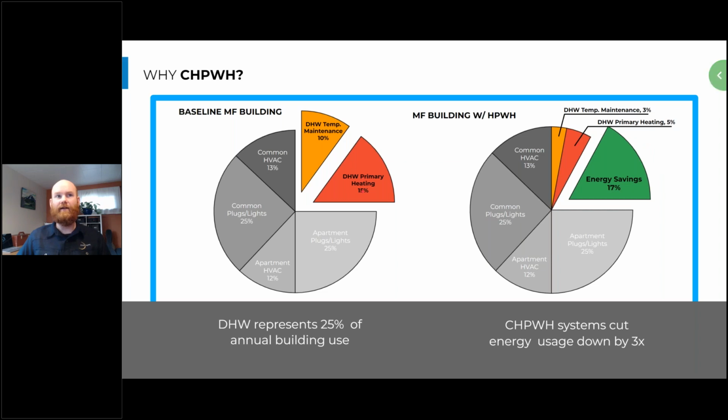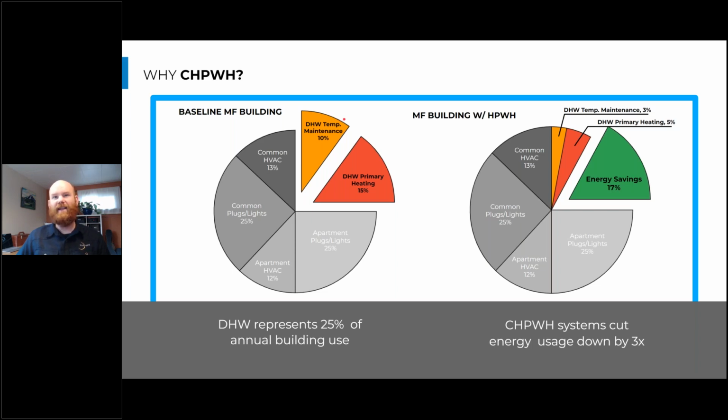And so we can see that the domestic hot water primary heating load, which was about 15% of the annual energy, was cut down to 5%. And the domestic hot water temperature maintenance load was cut from about 10% of the annual energy to 3%. And one of the things that I found really interesting when I was first starting on the heat pump water heater is how big this temperature maintenance piece of the pie is. This means we're wasting 10% of our energy, because this is keeping the water hot in that distribution piping, and all that heat is being lost to the building environment.